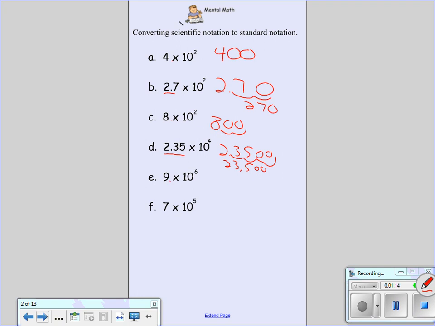This one here, we have a 9. So we're moving this over 1, 2, 3, 4, 5, 6, 7. Moving this over 5 spots: 1, 2, 3, 4, 5. Hopefully this is some nice exposure to this, nice reminder of how to work with the powers of 10. Let's take a look at here.